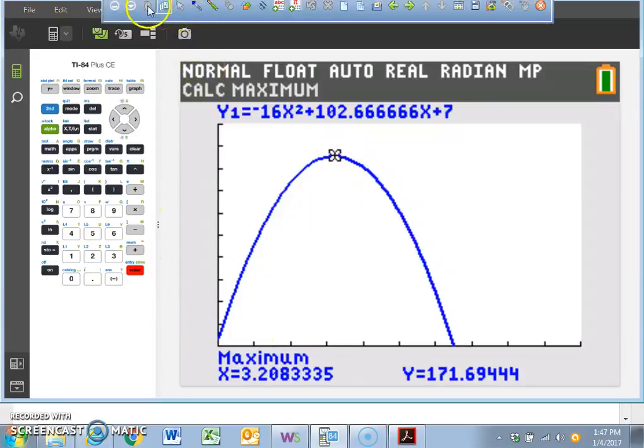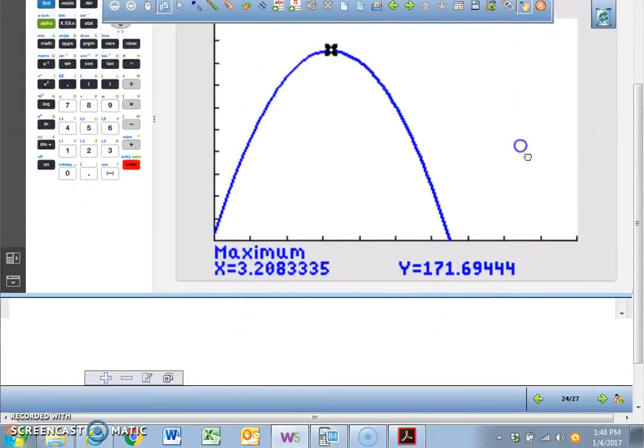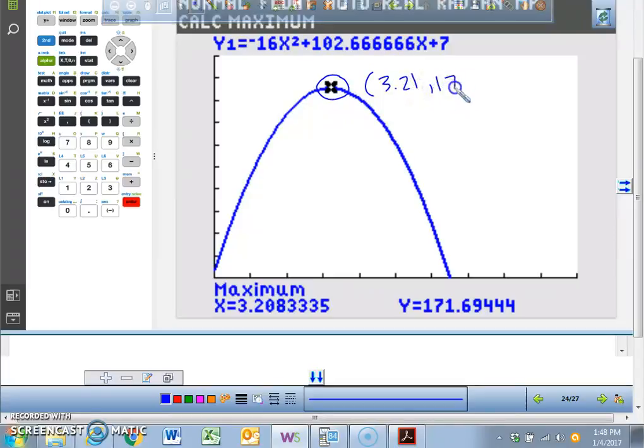And now it actually gives you the exact, well, maybe it's not exact, but the approximate value, the most exact answer that we're going to get. So what does this mean? We're at 3.21, comma, 171.69. What does the 3.21 represent? That's the seconds. That's how long it took to get to the maximum height of 171.69 feet. Now this answers part of our question.